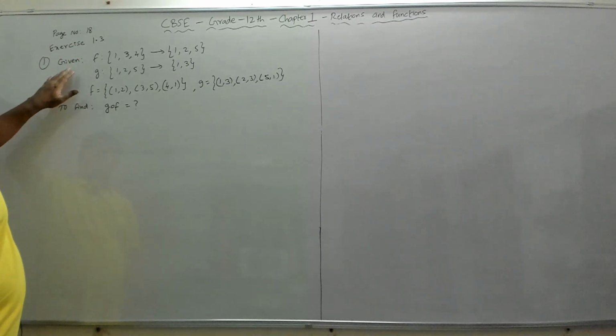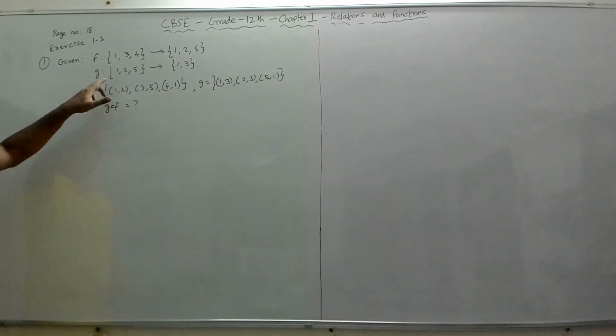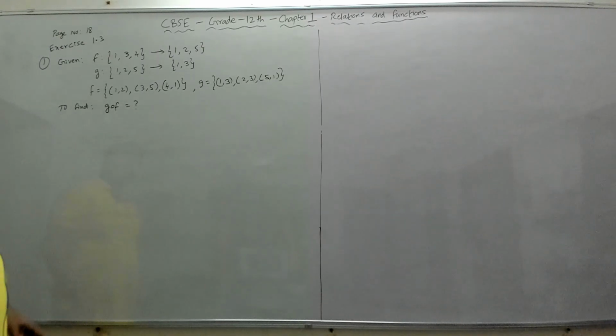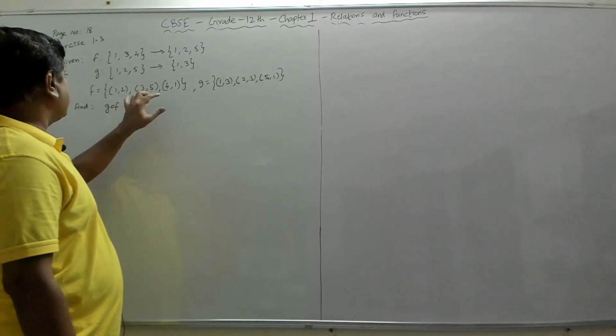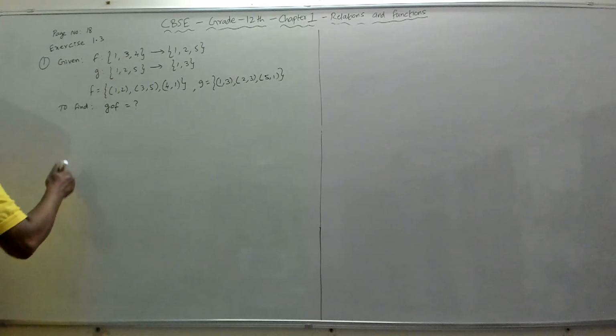So what is given? Given is f is a function from the set 1, 3, 4 to 1, 2, 5. And g is a function from the set 1, 2, 5 to 1, 3, and f is defined as this and g is defined as this. We have to find g of f. We have to find the function g of f.